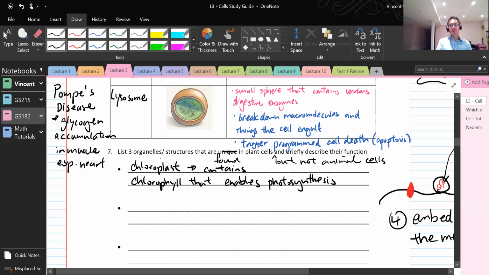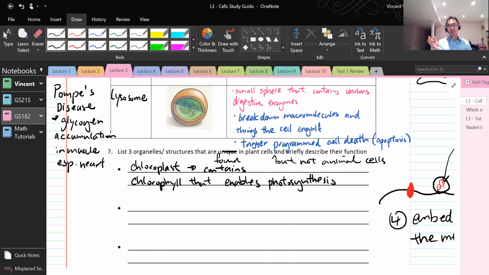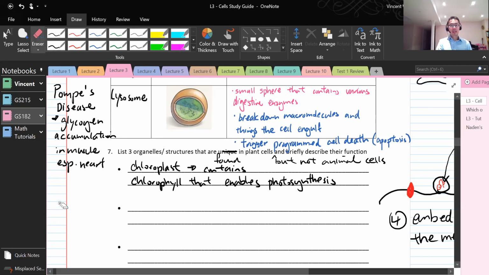Okay, so chloroplast is found in plants, but not animal cells. However, you can find chloroplast in other types of cells, right? Protists, for example. Some protists have chlorophyll in them. Okay, so what are protists?